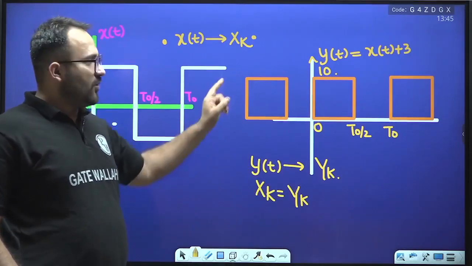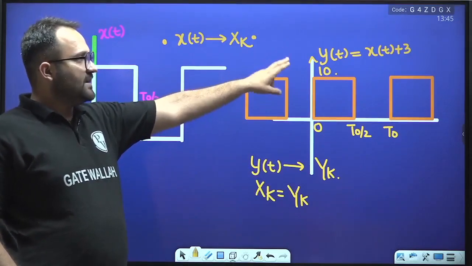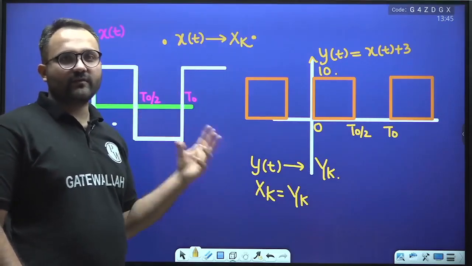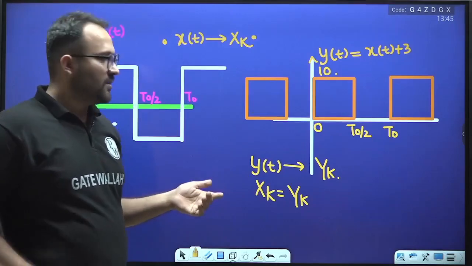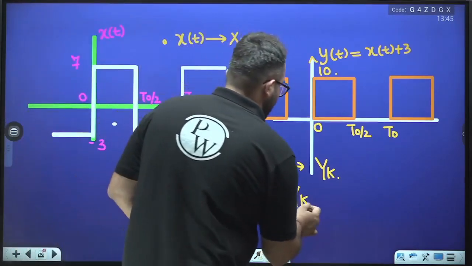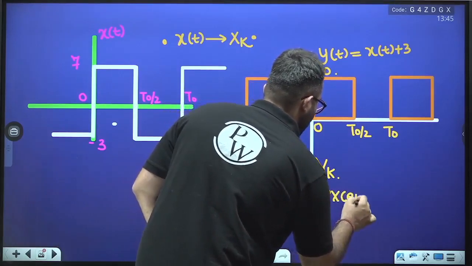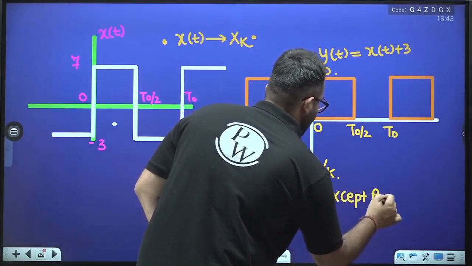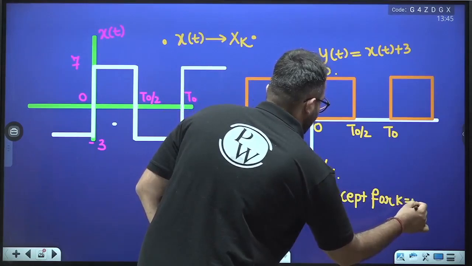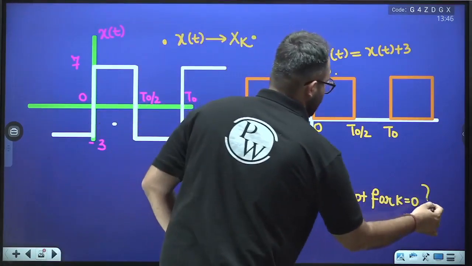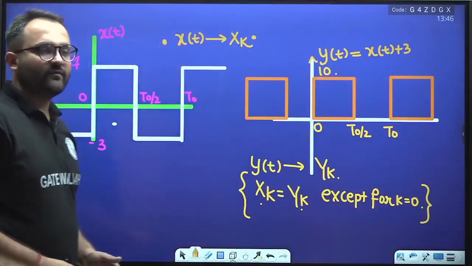So if we find yk, then yk will be equal to xk for all values of k except at k equal to 0. So xk is equal to yk except for k equal to 0. And how to find out the coefficient x0?